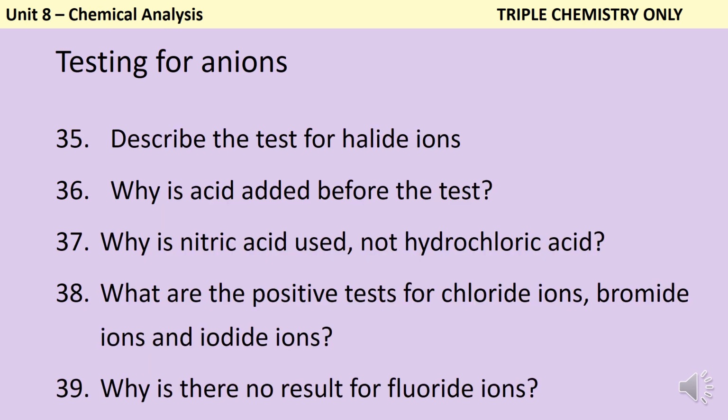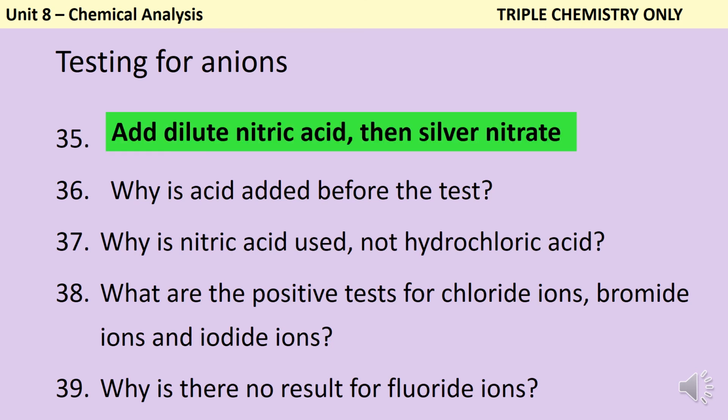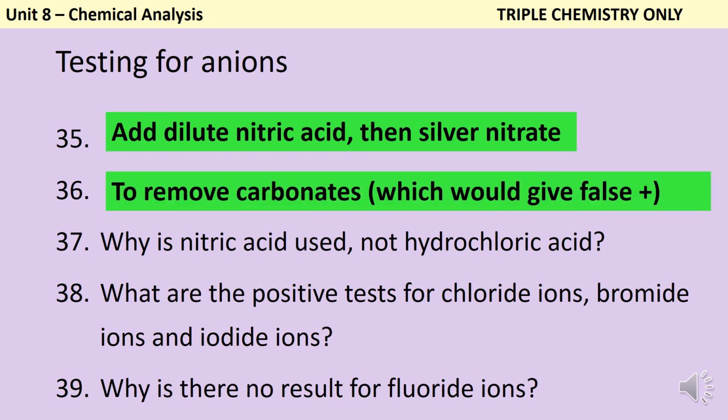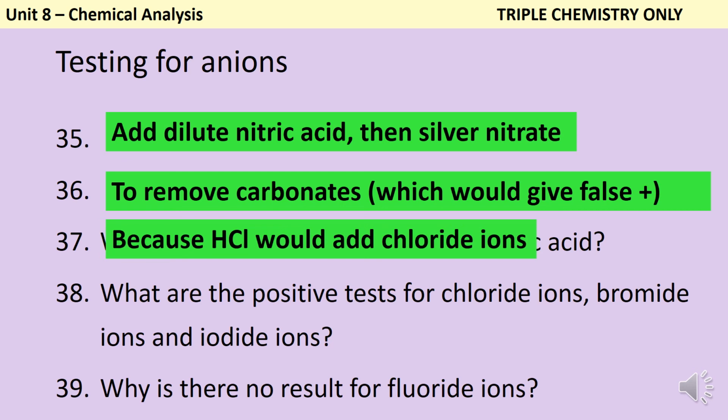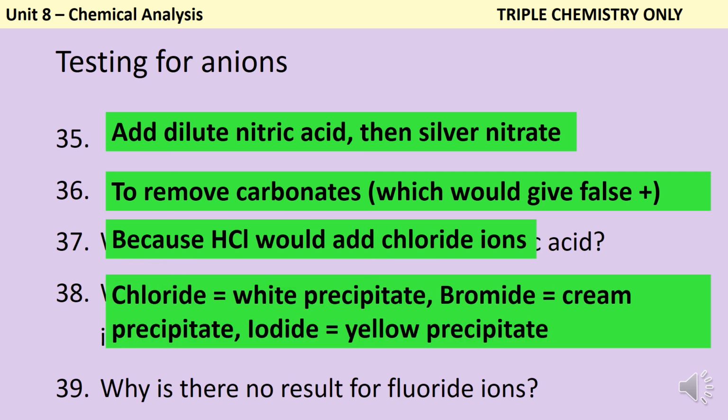To test for halide ions, I add dilute nitric acid followed by silver nitrate. I need to add the acid again, same reason, because if I had any carbonates in there already, that would give me a false positive. And again, I use nitric acid rather than hydrochloric acid because hydrochloric acid contains chloride ions, so it would give me a false positive. If I do have chloride ions, I get a white precipitate.